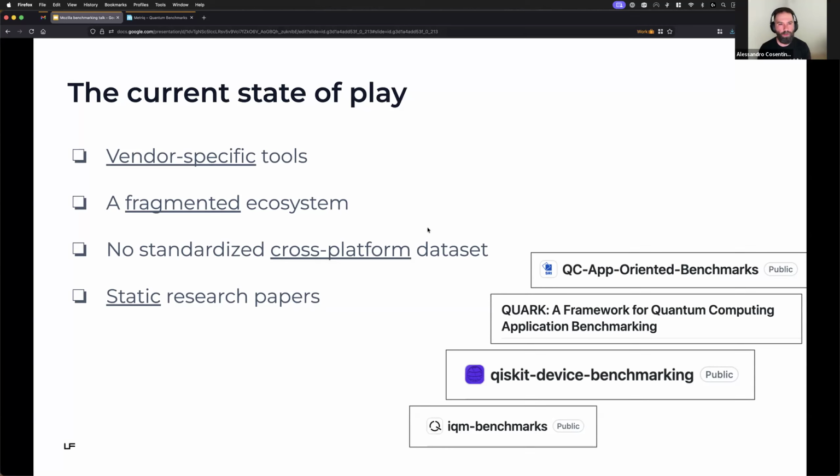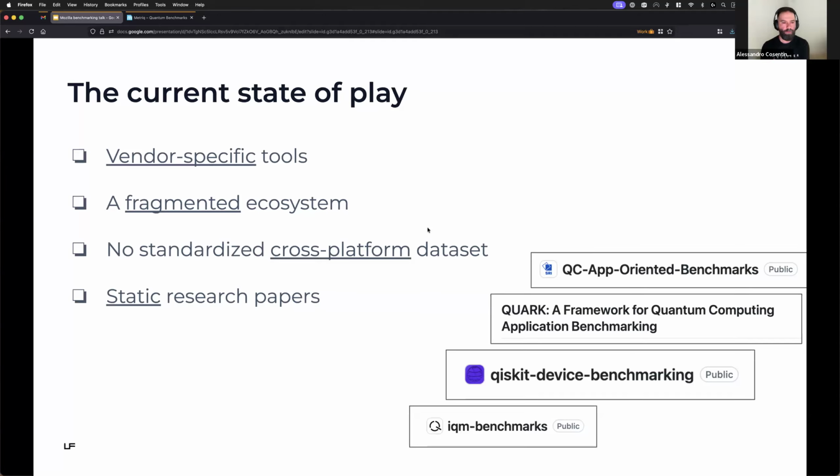We do have a quite fragmented ecosystem in terms of benchmarking, with lots of people believing in different performance metrics, arguing on a weekly basis about which performance metric is better than the other. There are lots of research papers. If you go to Google Scholar and look for quantum benchmarking, you will find, I haven't done that search recently, but I'm sure it's in the order of the thousands. And of course, there is no standardized cross-platform data set yet.